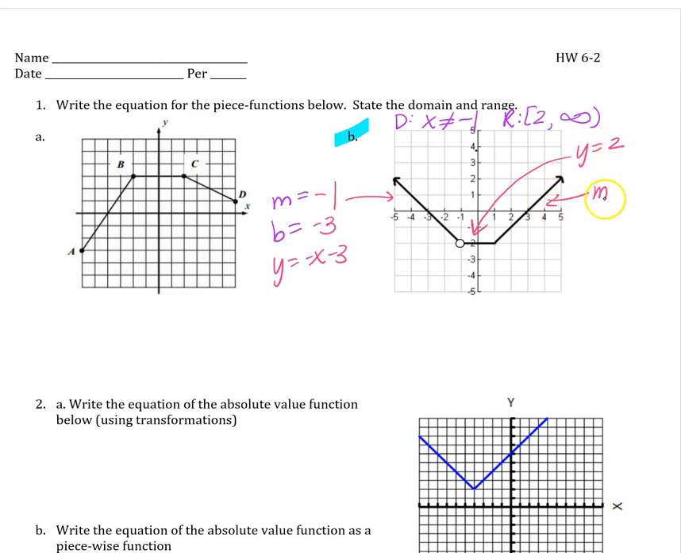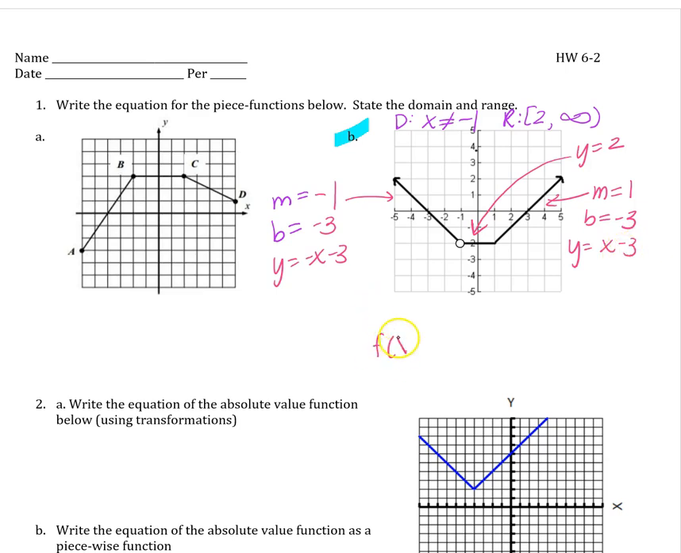And lastly, I need to find the slope and the y-intercept of this line. So the slope looks like rise 1 over 1. The slope looks like 1. And the y-intercept, if I were to continue this going the opposite direction, would also hit at negative 3. So this would be y is equal to x minus 3. So now I've got to put it all together.